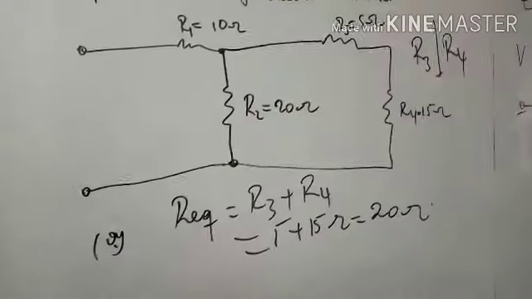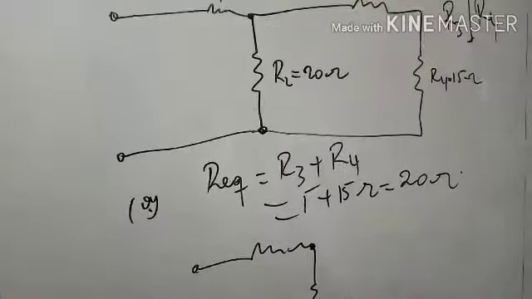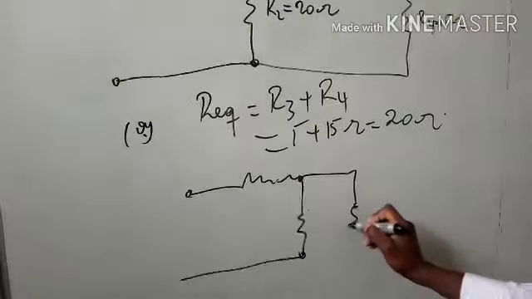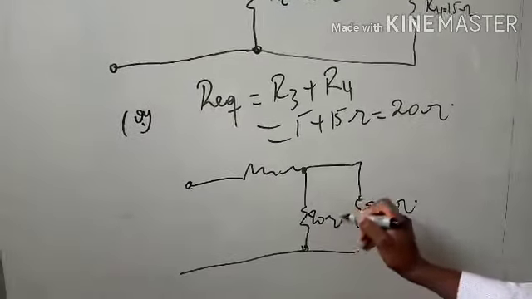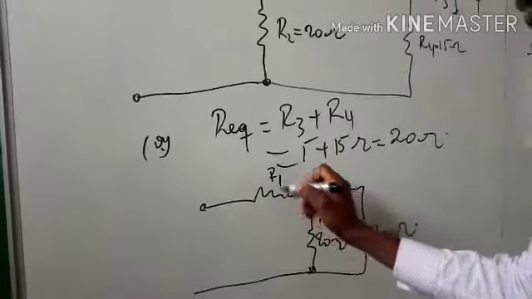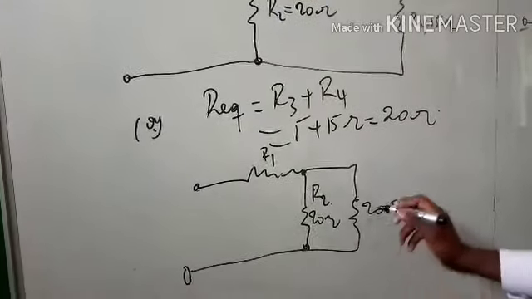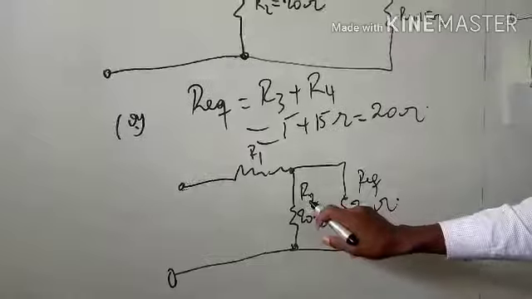And then let's see what figure will remain here. It will remain this equation. Here we will remain with 20 ohm, here there is 20 ohm for resistance 2. Then here we have R1. And then this figure shows us that this R equivalent is in parallel with R2.